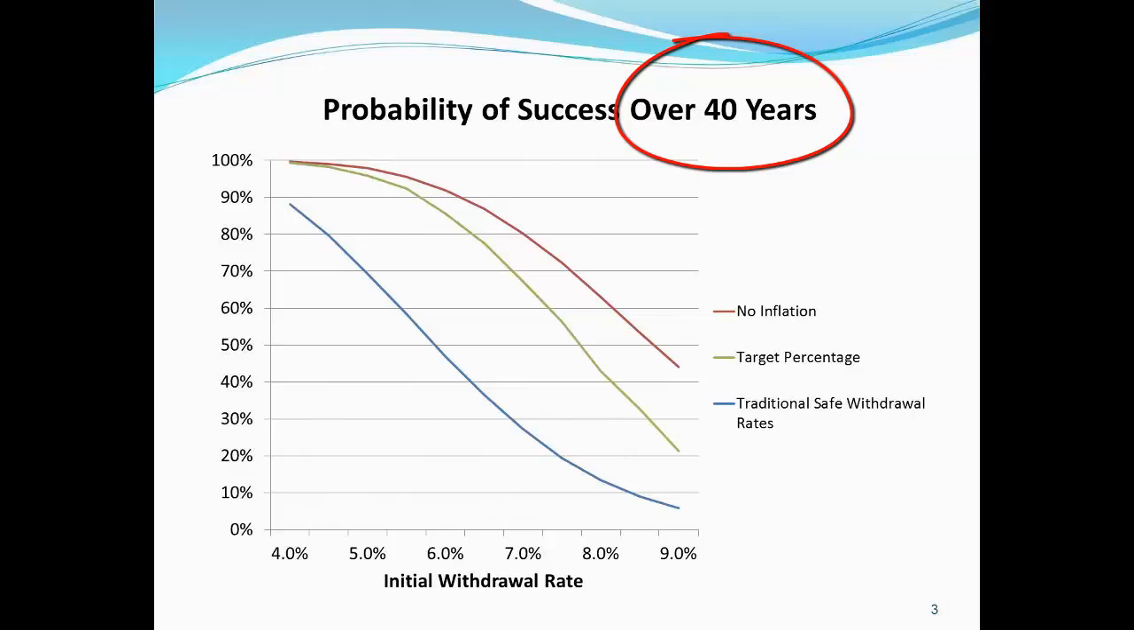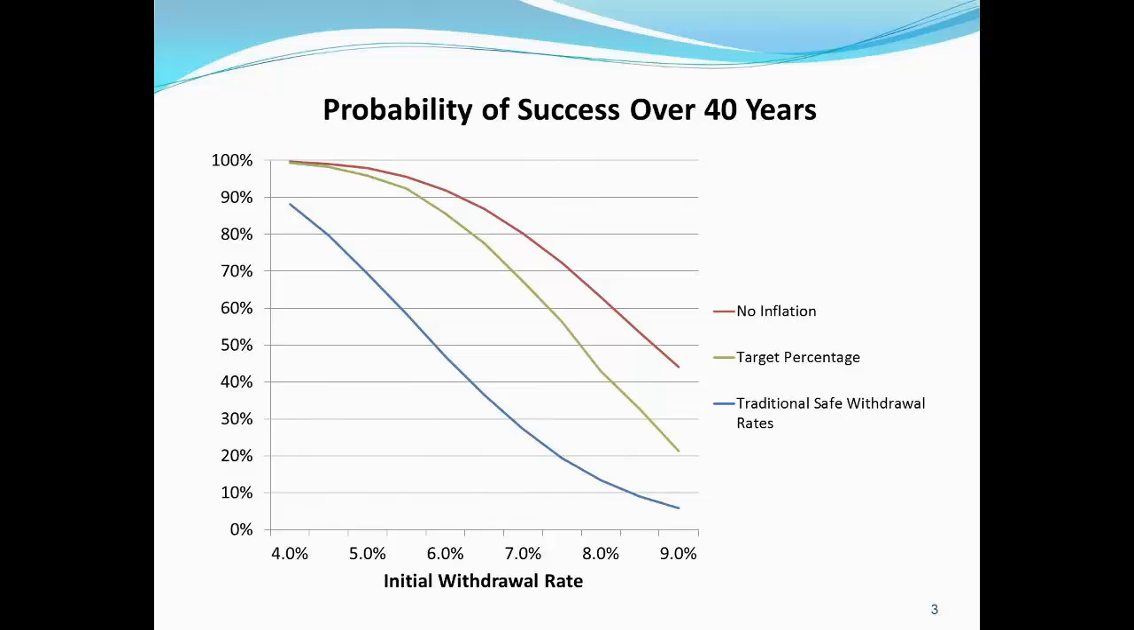The probability is a little lower, but the pattern still holds. With traditional safe withdrawal rates, the probability falls off pretty fast. If you don't take your inflation increase in bad years, you can pretty much start with a 5 or 6% safe withdrawal rate and still be 85 to 95% confident of success over even 40 years.